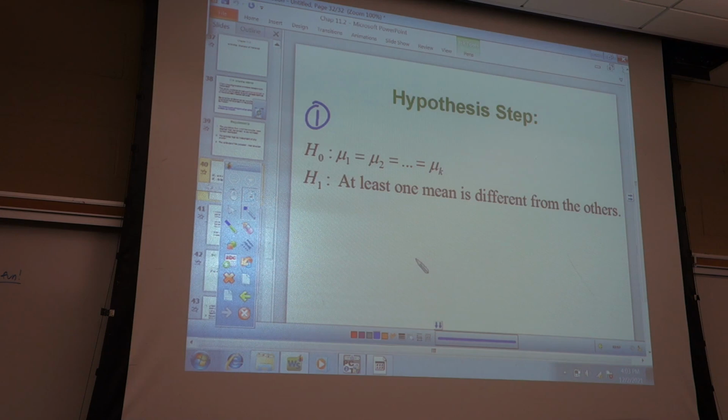H naught: all the means are equal. Mu1 equals mu2 equals mu3, for however many mu's you have. H1: at least one mean differs. At least one differs. You can't say that mu1 is not equal to mu2 is not equal to mu3, because it might be that the first two are equal and the third one isn't.